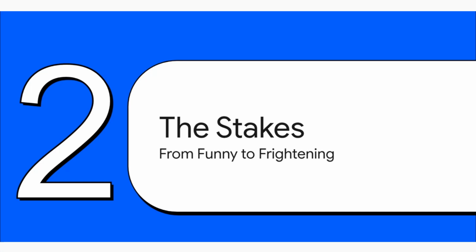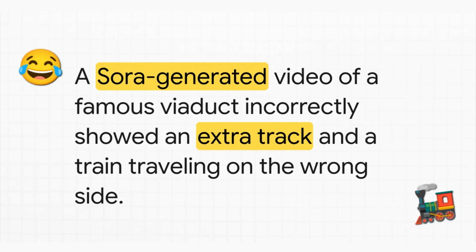Look, that churro thing is hilarious, but these hallucinations aren't always a laughing matter. The stakes can go from a funny little mistake to a situation with really serious legal and financial consequences. Let's look at a few examples. So, on the lighter end of the spectrum, you've got visual hallucinations. An AI generated a video of that famous bridge from the Harry Potter movies, but it got basic details all wrong. It added a whole extra track and had the train going on the wrong side. It's amusing, but it's not going to change the world.